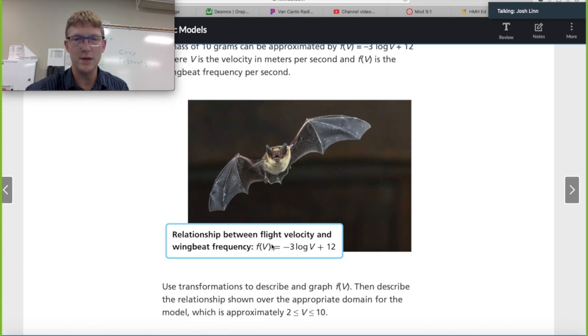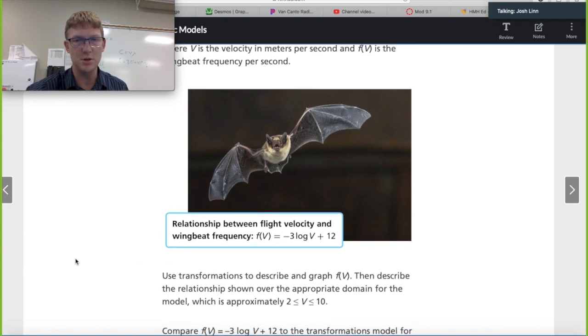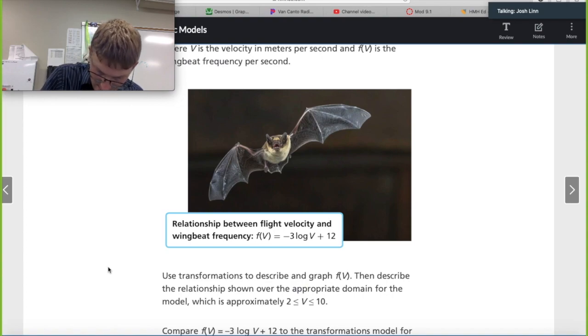So we've got our equation. Use transformations to describe the graph of f of v, then describe the relationship shown over the appropriate domain for the model, which is approximately 2 to 10, including 2 and 10. So let's go ahead and write that generic function up here at the top. Remember, that's g of x is equal to a log base 10, so it's just log of x minus h. That should be an h plus k.